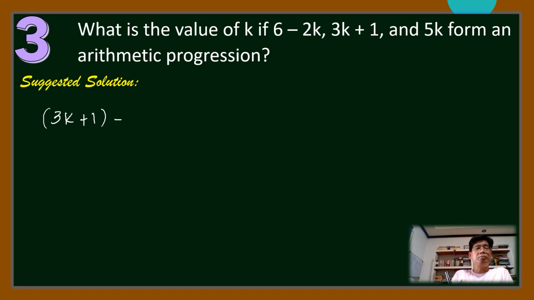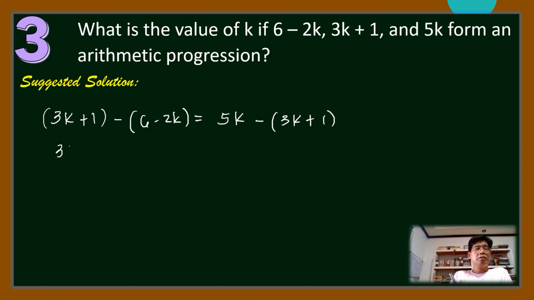Then, if these three terms form an arithmetic progression, we have the second term, which is 3k plus 1, minus the first term, which is the previous term, 6 minus 2k. This difference must be equal to the difference between the third term, which is 5k, and the second term, which is 3k plus 1. Let us simplify this equation.